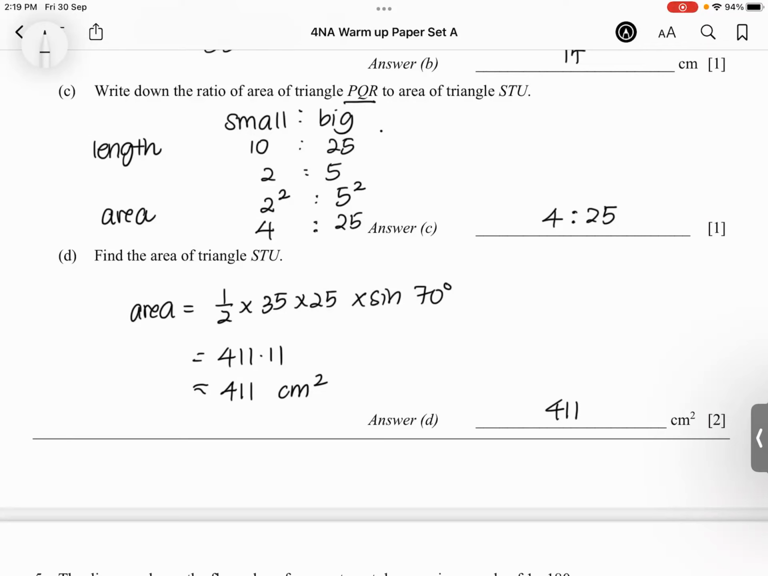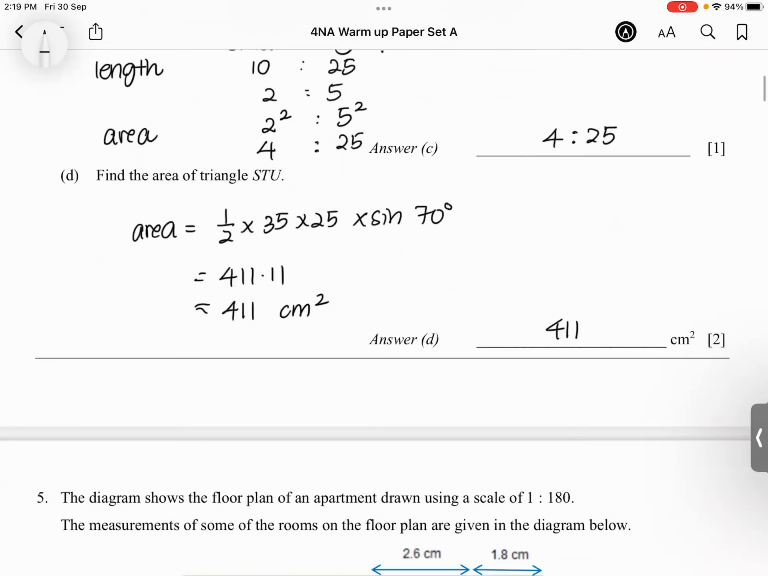Okay, then done for this page. Then I move on already. You're still okay, right? The questions in front are still relatively easy, but the questions at the back may be different or a little bit harder.